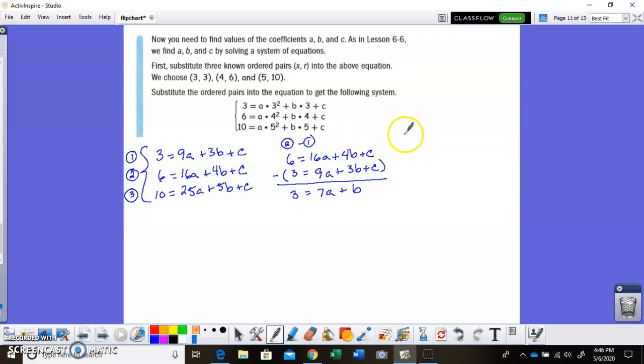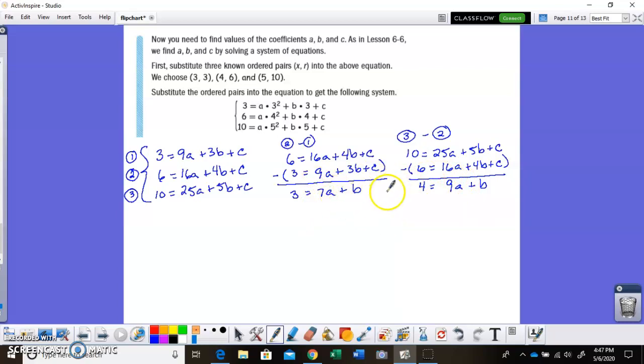So I'm going to choose to do equation 3 and subtract equation 2. So equation 3 is 10 equals 25a plus 5b plus c, and I'm going to subtract from that my 6 equals 16a plus 4b plus c. I'm going to do the same thing, subtract my like terms, so 10 minus 6 is 4, 25a minus 16a is 9a, 5b minus 4b is 1b, and then c minus c is 0. So now I have 2 equations in 2 variables.